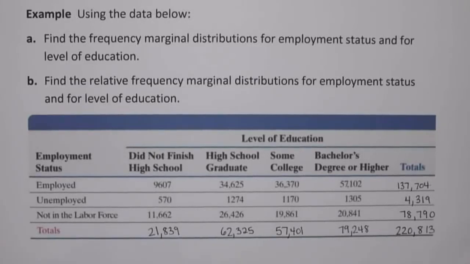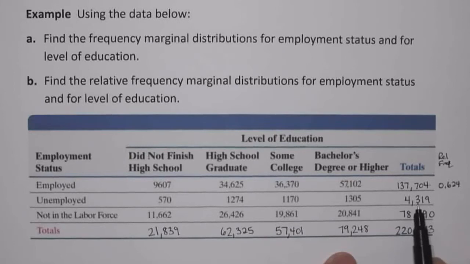Now, if I want to find the relative frequency marginal distribution, I take 137,704, which is really in thousands, and divide by 220,813, again in thousands. Taking this divided by this, I get approximately 0.624. So that is the relative frequency for employed.